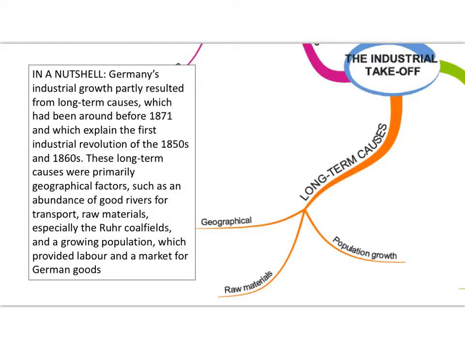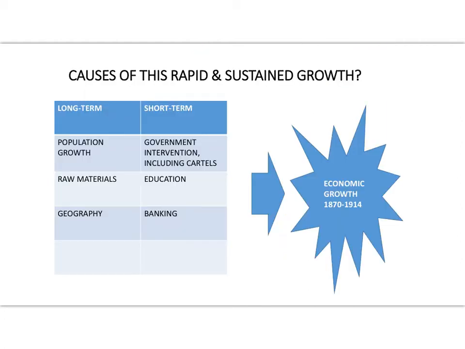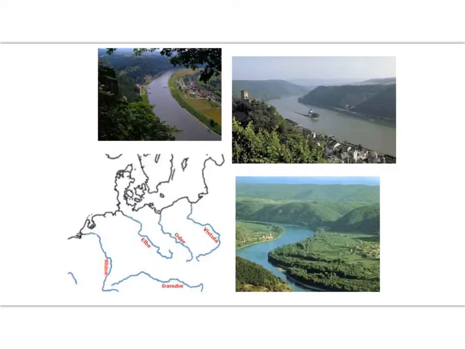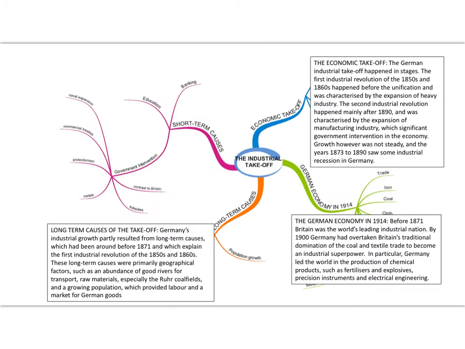Okay, so there's our long-term causes. Useful diagram. Remember the difference between long-term and short-term. Short-term basically means why it happened then when it did. Long-term explains why it happened, but not necessarily answering the question why it happened when it did. So when we're looking at the industrial takeoff, which was the second industrial revolution beginning in the early 1890s, we're really focusing in on the short-term issues.